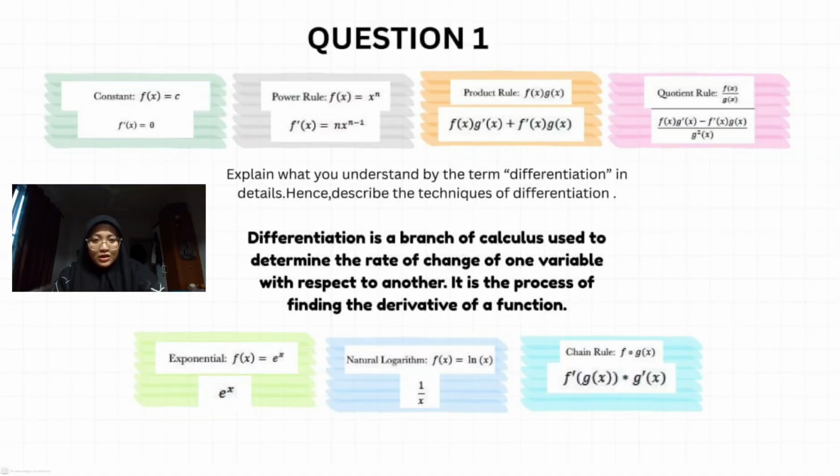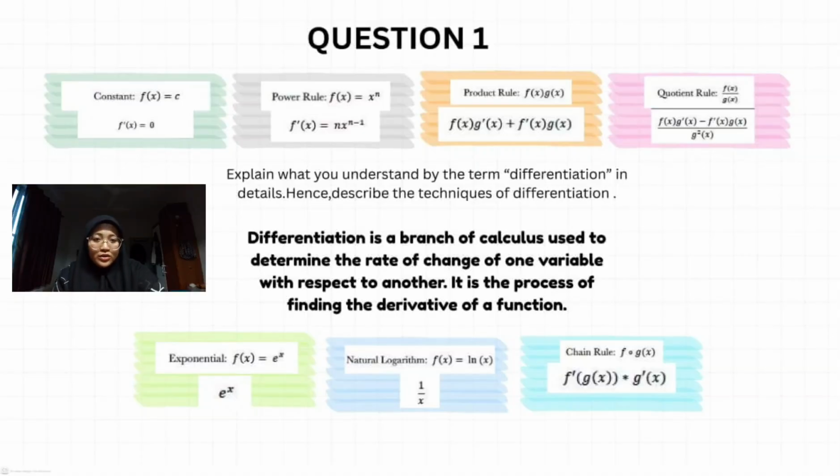There are several techniques of differentiation. The first one is the constant rule, which states that the derivative of a constant is always zero. The second one is the power rule, used for functions in the form of x to the power of n, where the derivative is nx to the power of n minus 1. The product rule is applied when two functions are multiplied together. The quotient rule is used when one function is divided by another function. The chain rule is used for composite functions, where one function is inside another function.